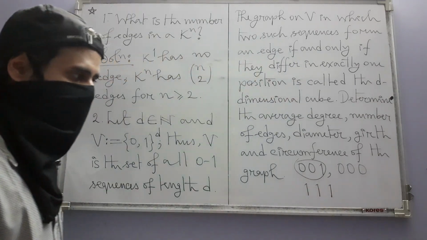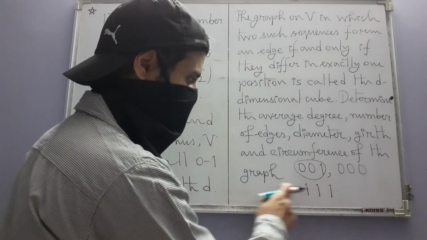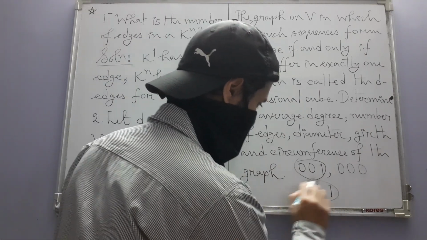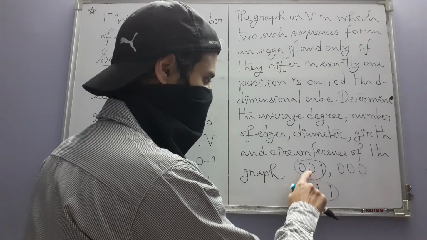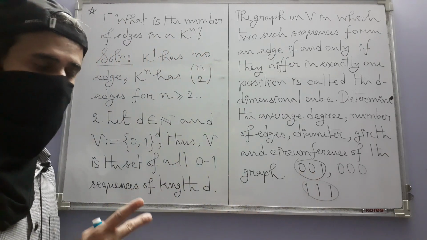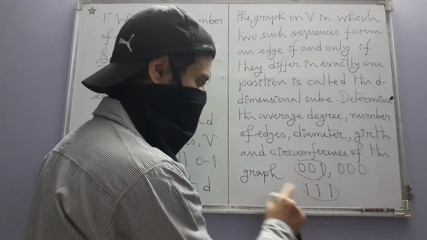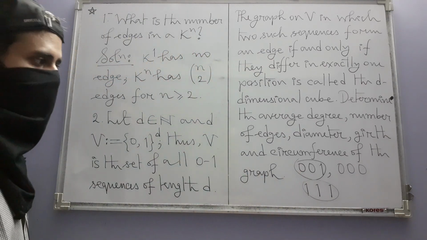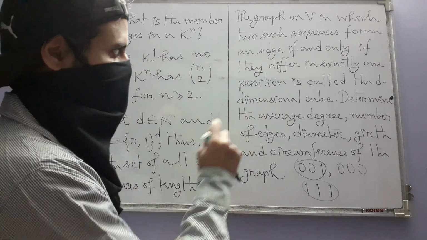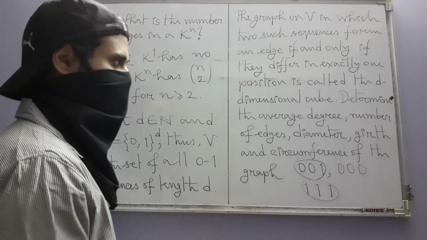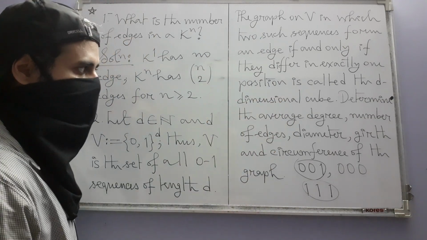Whereas if you look at this vertex and this vertex, for example, where the sequence terms are all 1, then these two will not be adjacent, because these two differ in not one position but two positions. In the first position also the digits are different, in the second position also they are different. So like that we can get a graph, and this graph has a name. It's called the d-dimensional cube.